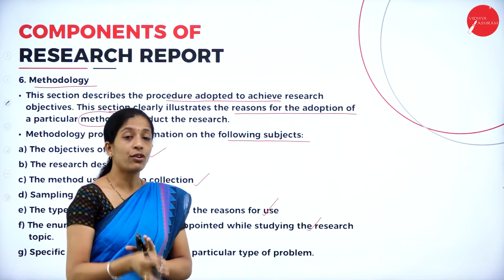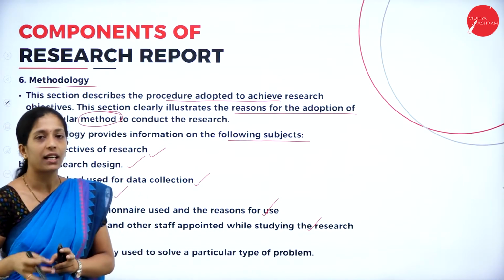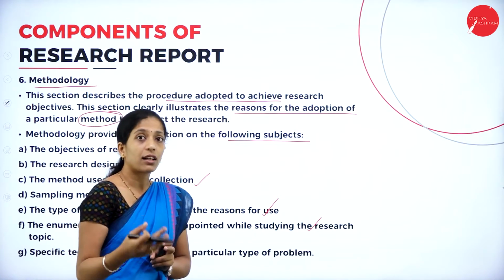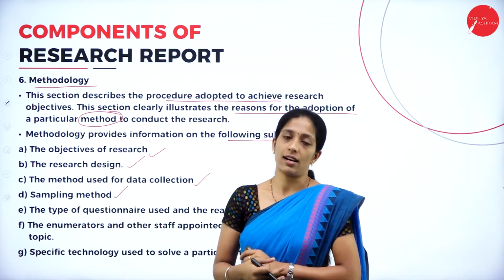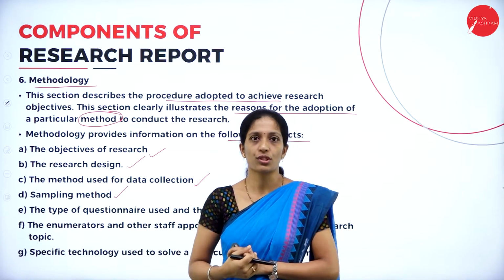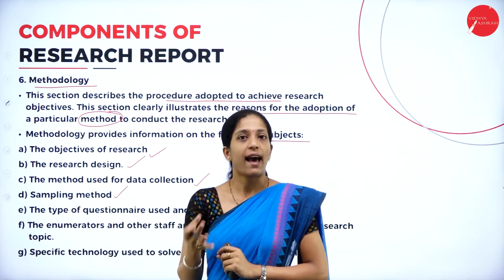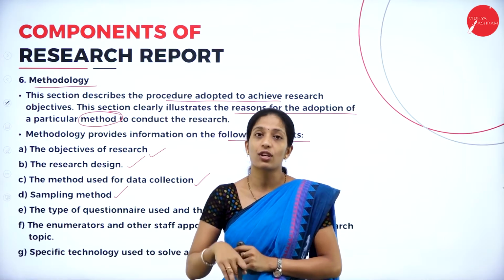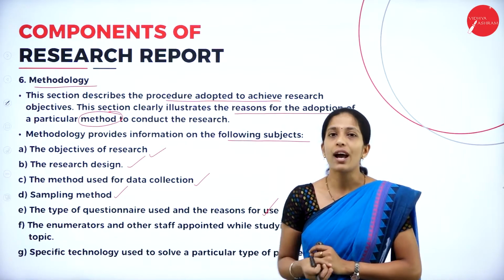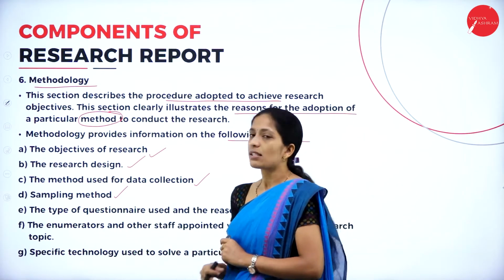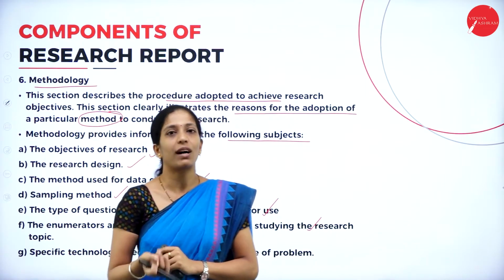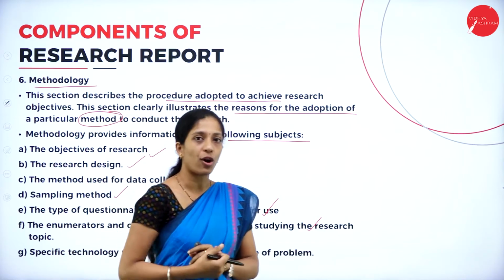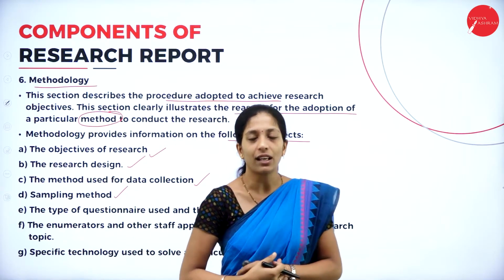If he has a lot of time, he can do it by himself slowly. But when the research activity has to be done in a quick manner or the time duration is too short, what has to be done? He has to appoint enumerators or a skilled person in order to help him out. So this methodology also tells who the enumerators are, what their qualifications are, and why they are being appointed. Such reasons will be there.